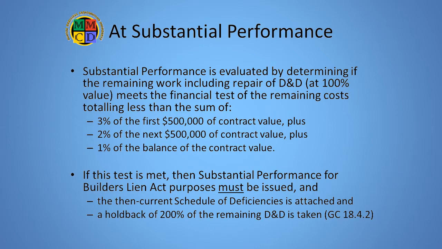However, when determining the amount due to be paid at this point, the value of the deficiency list is doubled to calculate a deficiency holdback per GC 18.4.2.